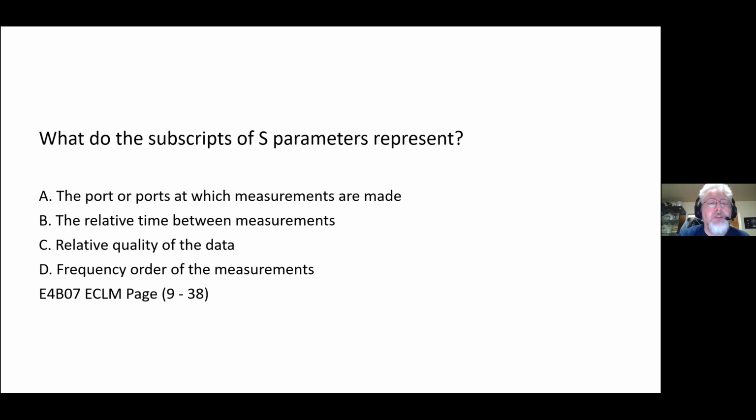What do the subscripts of S parameters represent? A, the port or ports at which the measurements are made. B, the relative time between measurements. C, relative quality of data. Or D, the frequency order of the measurements. Alpha is correct, the port or ports at which the measurements are made.